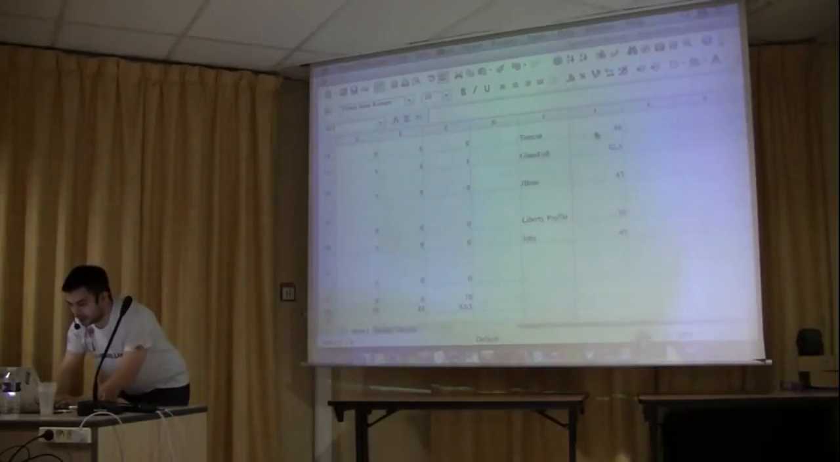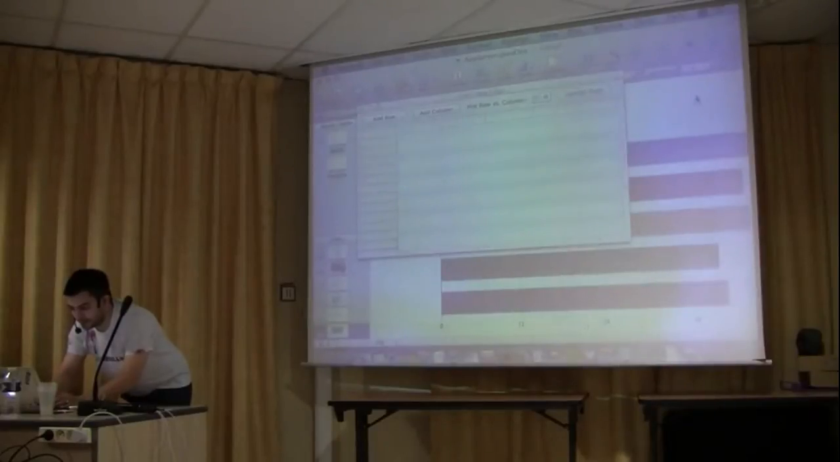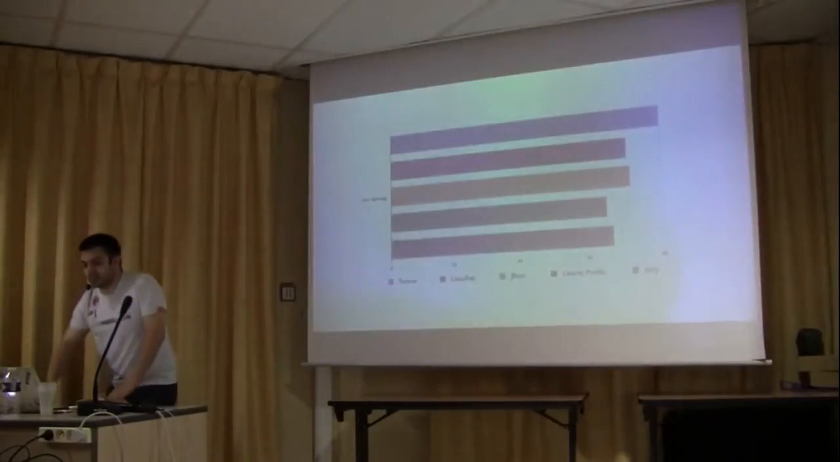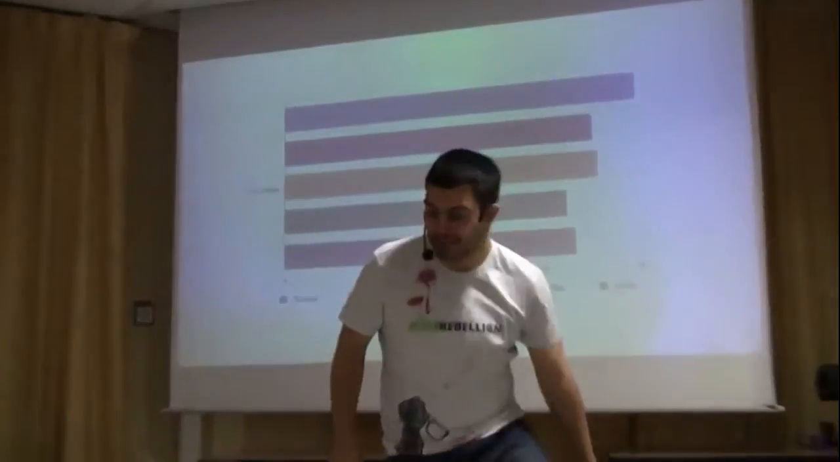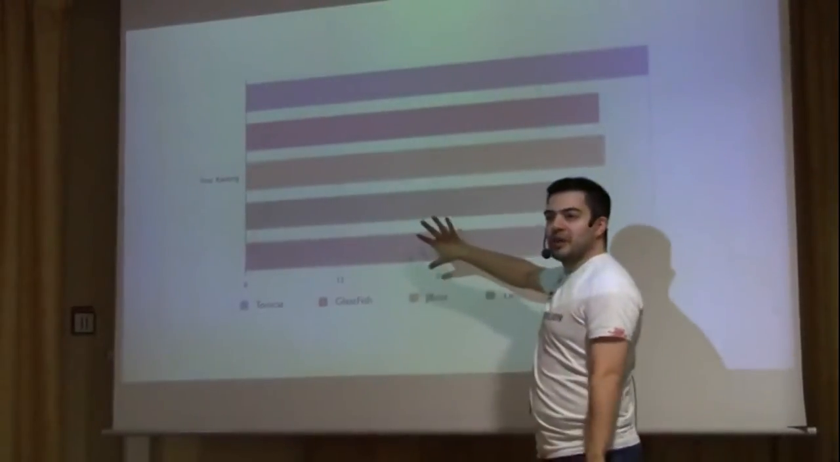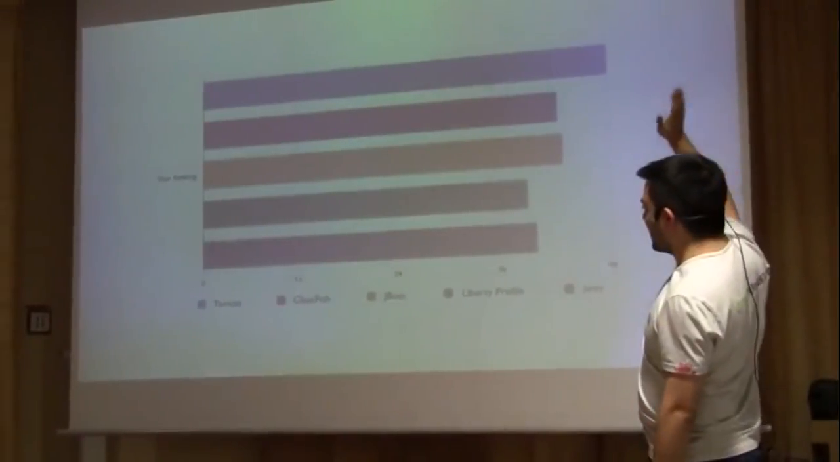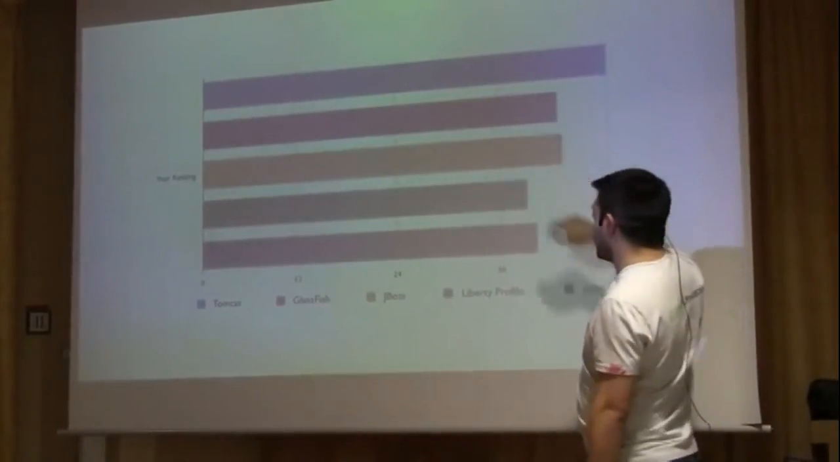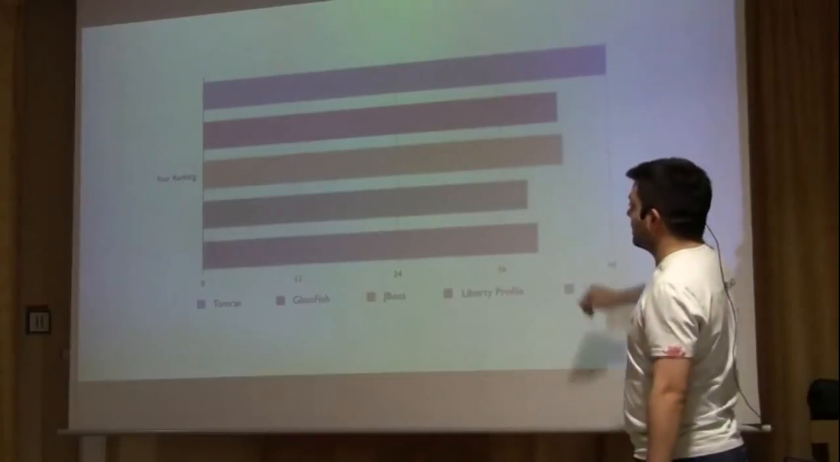So then we come over here. Oh, okay. I can see why so many of you put your hands up for Tomcat. Okay, so this is the ranking. This is your preferences. So what we're seeing is the very top one is Tomcat, out at 48. JBoss and GlassFish, third and second. So GlassFish next, JBoss next.